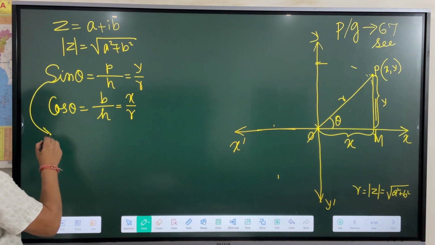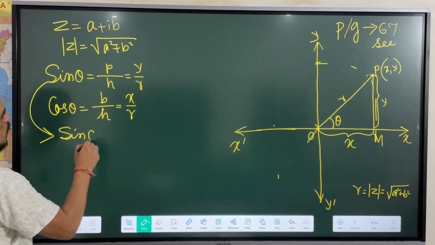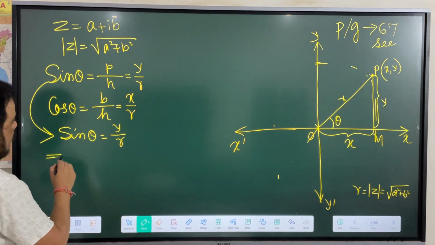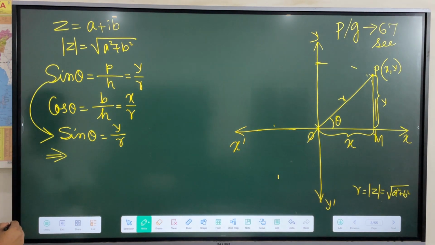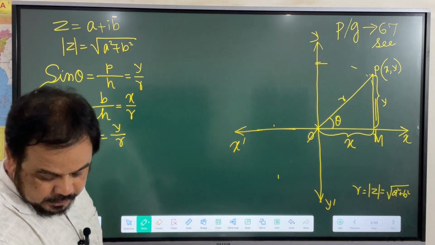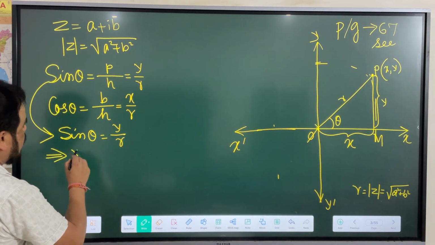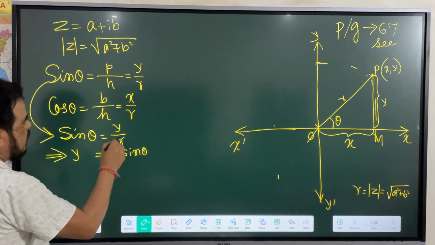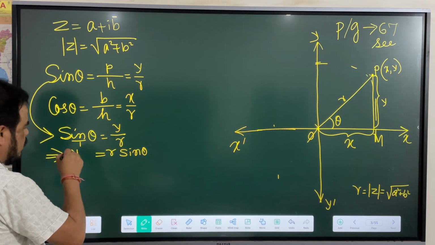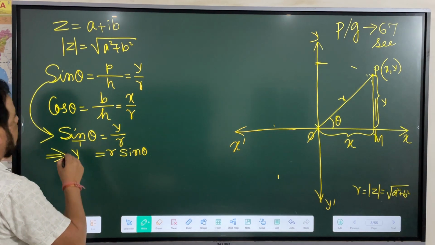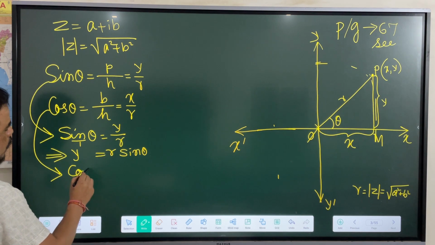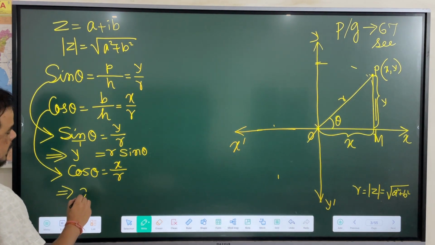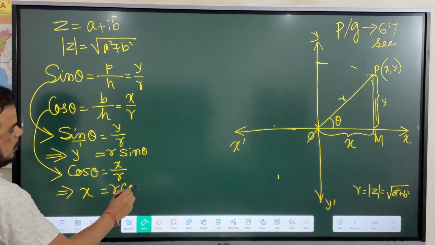Now let us write this one again. Sin theta is equal to y by r, or we can write y is equal to r sin theta. Just cross multiplication. Here 1 is there, y into 1 is y, sin theta into r is r sin theta. Let us write again: cos theta is equal to x by r. So we can write x equals r cos theta.